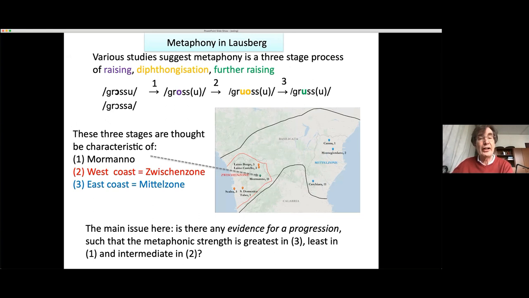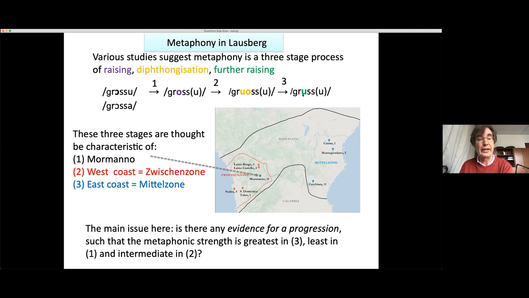And there are various studies of metaphony which have suggested that it is a three-stage process of raising, diphthongization, and then further raising. This is the progression of the sound change. So we start out with, for example, grossa, grossu, and then grossu becomes grossu. This is the influence of this high vowel on the stem vowel, and then we go from o to uo, where the o becomes a diphthong, and then from uo to u.